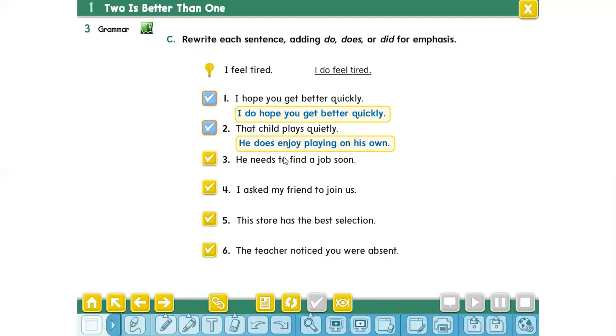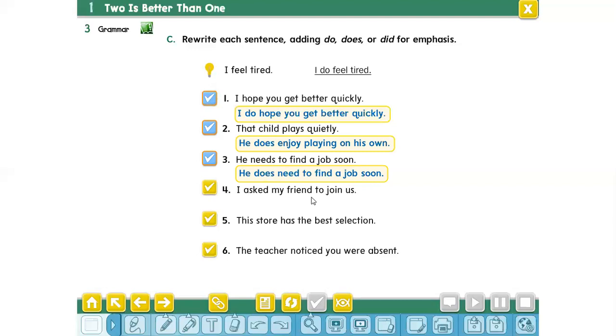Okay? Yes, number 3. He needs to find a job soon. Yes, the same verb, needs. So here he does need. Yes, very good. He does need. Here we use does because the verb ends in S, but be careful when you use it, you have to take out this letter.